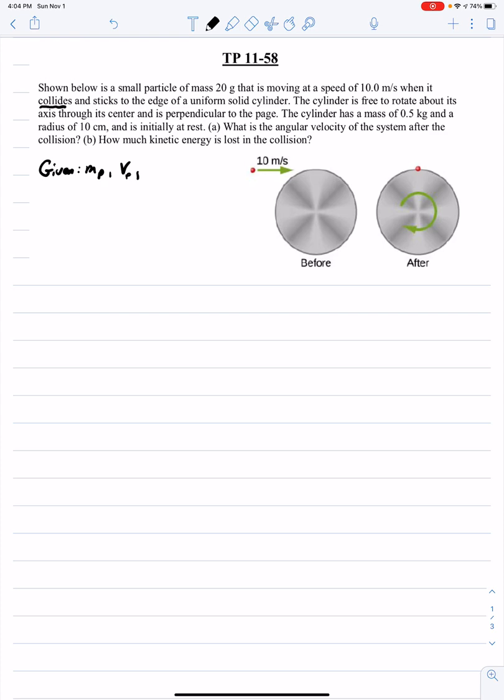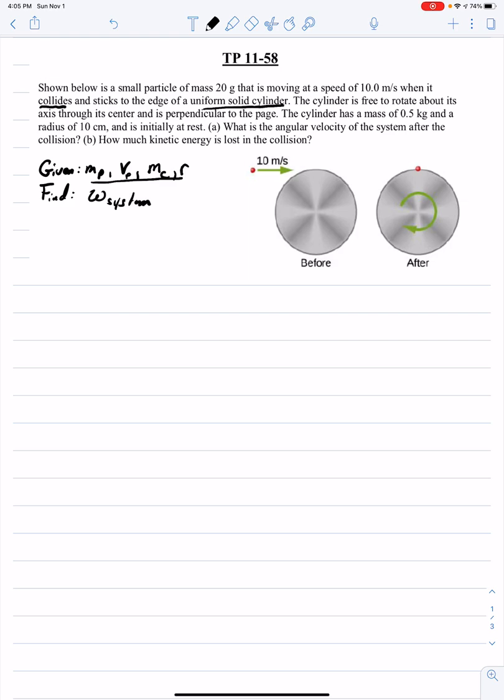They collide and stick together at the edge of a uniform solid cylinder. So we know that this is a uniform solid cylinder. We have to find the moment of inertia for that. Okay, the cylinder is free to rotate about its axis, which is perpendicular to the page. The cylinder has a mass, okay, so we have the mass of the cylinder and the radius of the cylinder, and what is the angular velocity of the system? So we have to find the angular velocity of the system given these components.